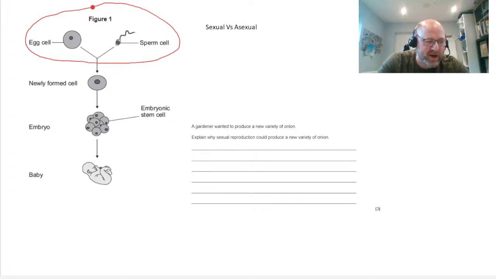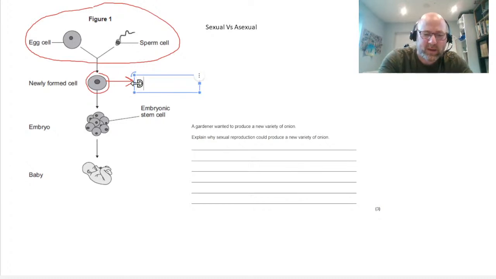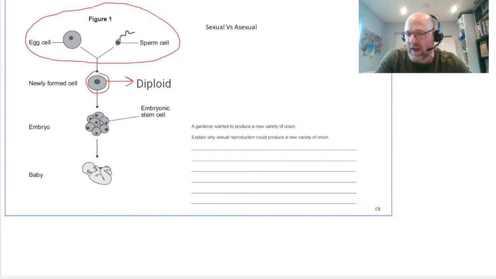Okay, Lucas, it's fertilization. Beth, you're right. The new cell will be diploid. So that was cool that you said that. The new cell is going to be diploid. What does that mean that the sperm and egg cell are? Are they diploid?